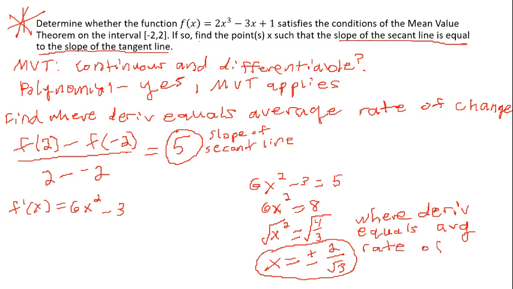In terms of the graph, these are the 2 points where the slope of the tangent line is equal to the slope of the secant line. Remember, mean value theorem does not tell you how many points there are. It just says that there is at least 1 point where the derivative equals the average rate of change, and in this case there happen to be 2 of them.